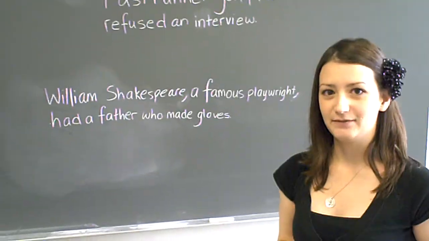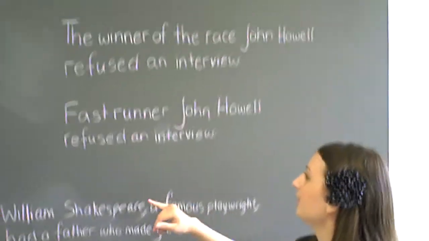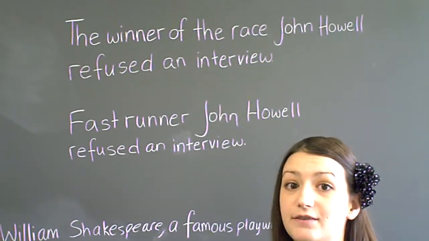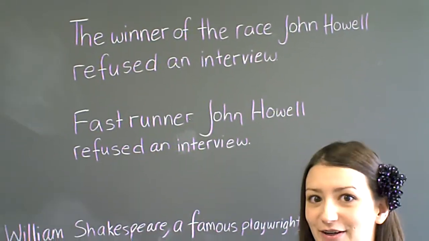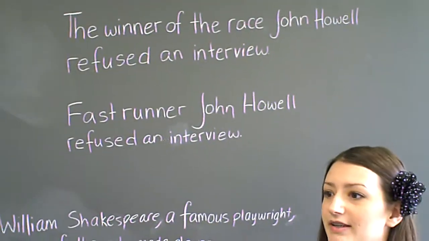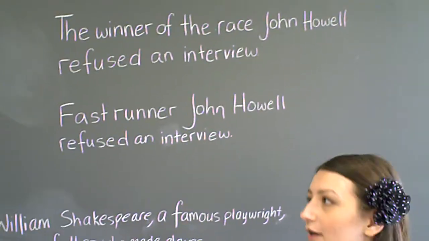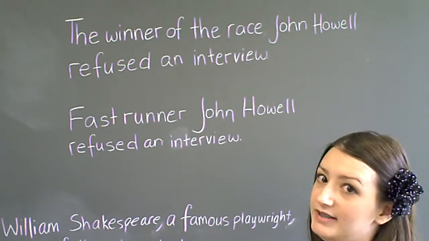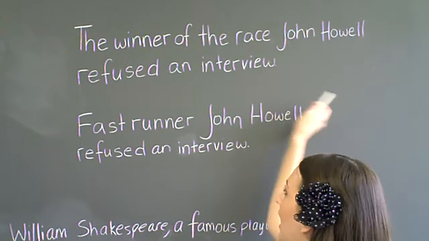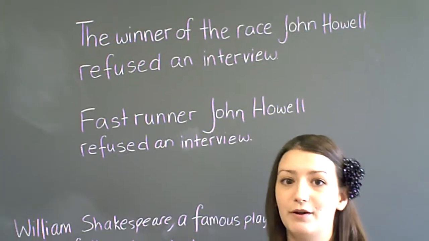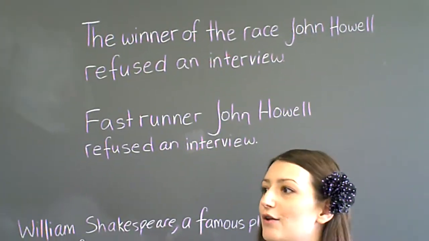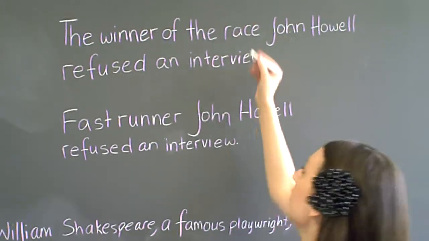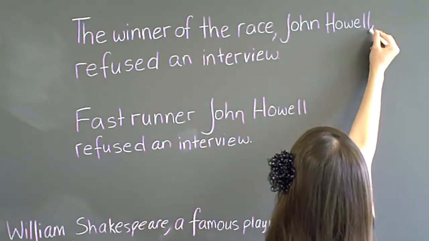Another example that's kind of the same thing, if we say fast runner John Howell refused an interview. Well, there are lots of fast runners in the world. Maybe you're a fast runner. So we need to be specific and say which fast runner we're talking about. So we don't separate this with commas. This is restrictive. But if we say, the winner of the race, John Howell, refused an interview, there's only one winner of the race. So John Howell is just giving extra details, just giving his name. So we can separate that with commas.